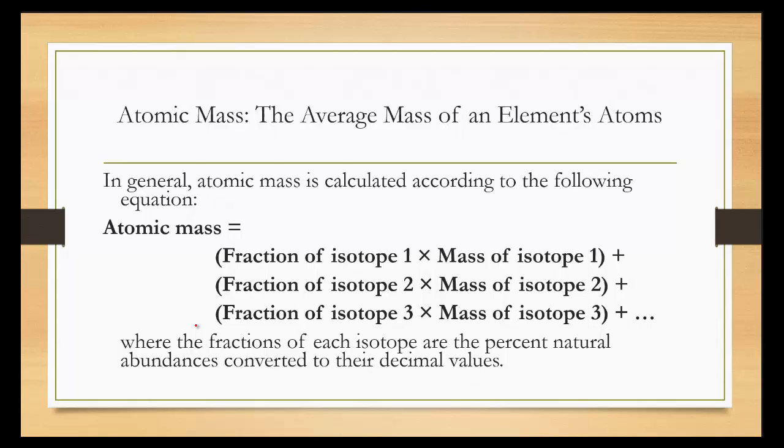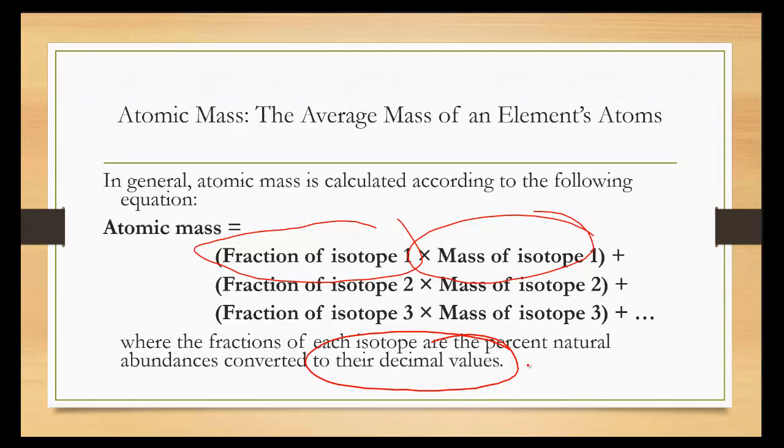So in general, the atomic mass is calculated according to the following equation. You take the fraction of the isotope times the mass of that isotope, and you do that for every single isotope that's available for that element. So the fractions of the isotopes are the percent of the natural abundance converted to their decimal value. So divided by 100, you move the decimal place over twice.